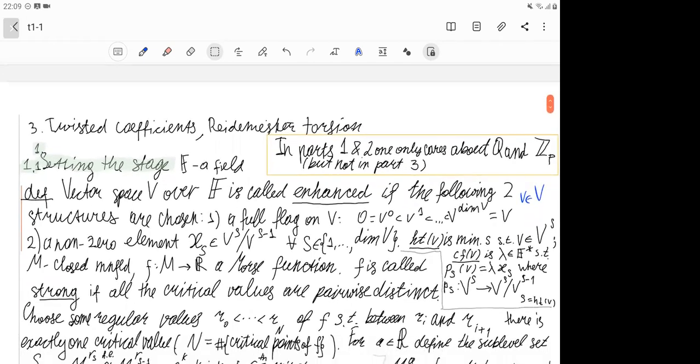To simplify what will follow, let me choose any regular values R0, ..., Rn of F, such that between two consecutive ones there is exactly one critical value, right? So n here is the number of the critical points.